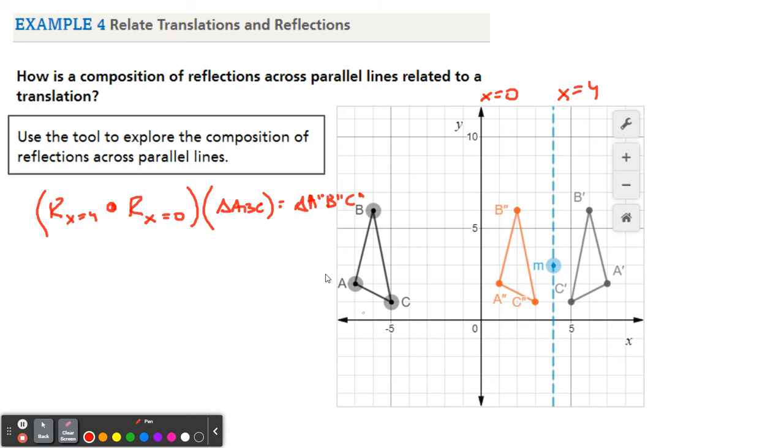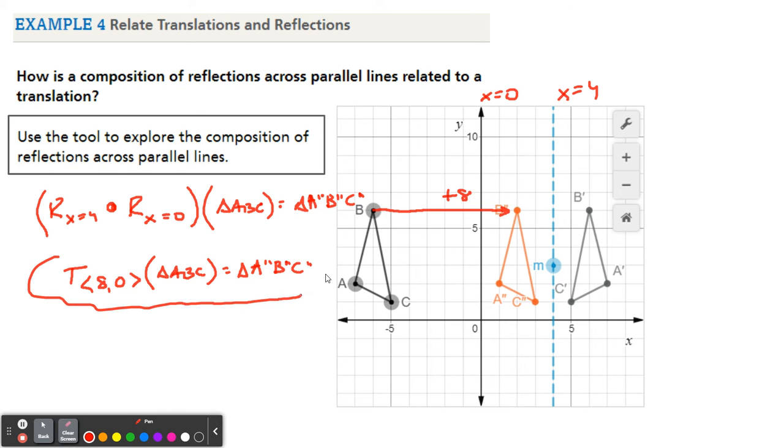So then the question is, what would the overall translation be? Well, let's go from the first figure to the last figure. Let's look at B. Notice that it did not go up or down at all, but it did slide 1, 2, 3, 4, 5, 6, 7, 8. It went 8 to the right. So a translation rule to get from triangle ABC to triangle A double prime, B double prime, C double prime would be you go 8 to the right and 0 up or down. And that would map triangle ABC onto triangle A double prime, B double prime, C double prime. So this would be your rule.